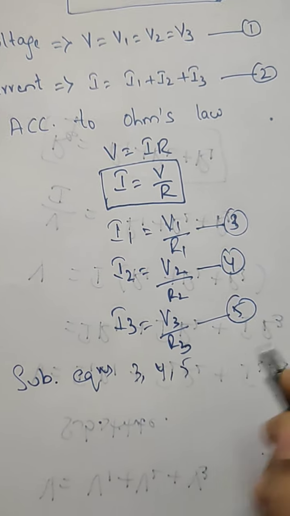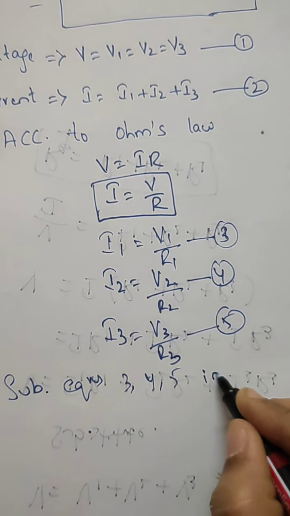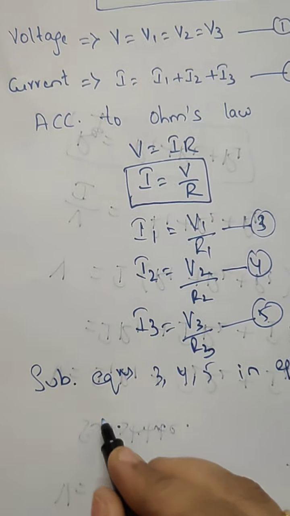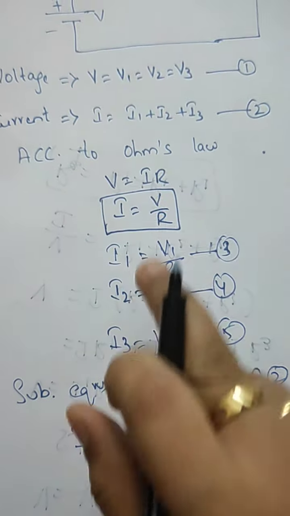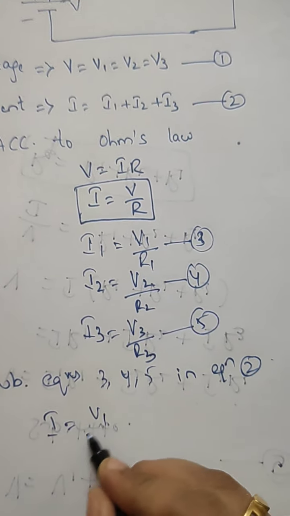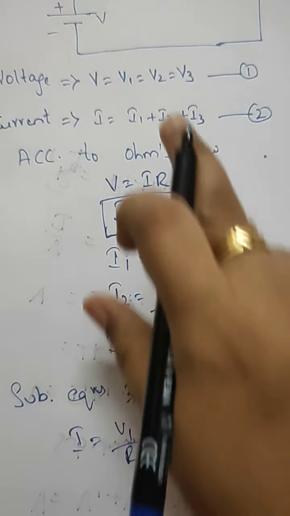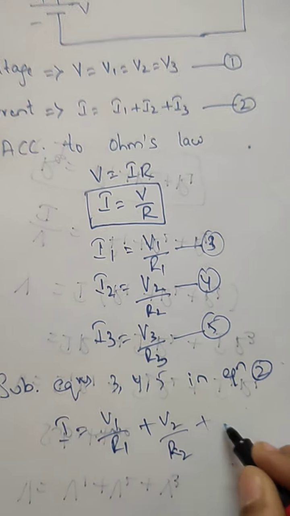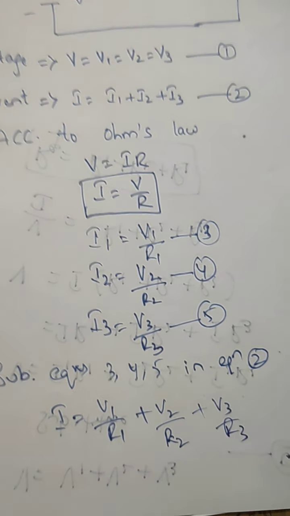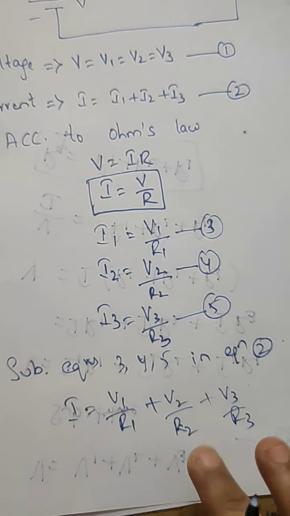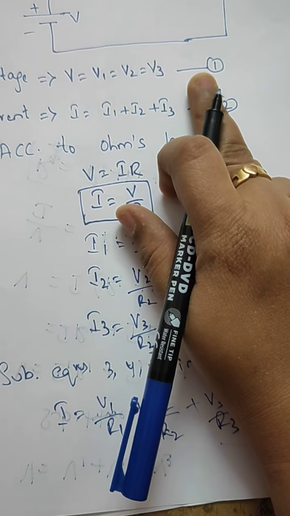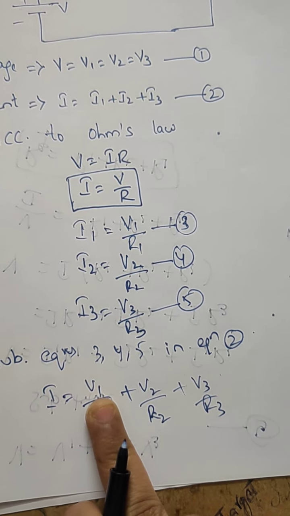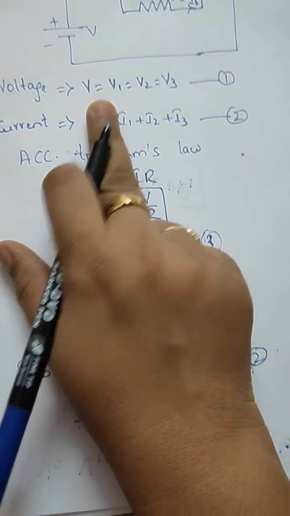Now I am substituting all these equations, 3, 4, 5, in equation 2. If I substitute, what is I1 here? V1 by R1, plus what is I2? V2 by R2, plus what is I3? V3 by R3. Now, from equation 1, we can say that the voltage source of V1, V2, V3 are all equivalent to capital V.